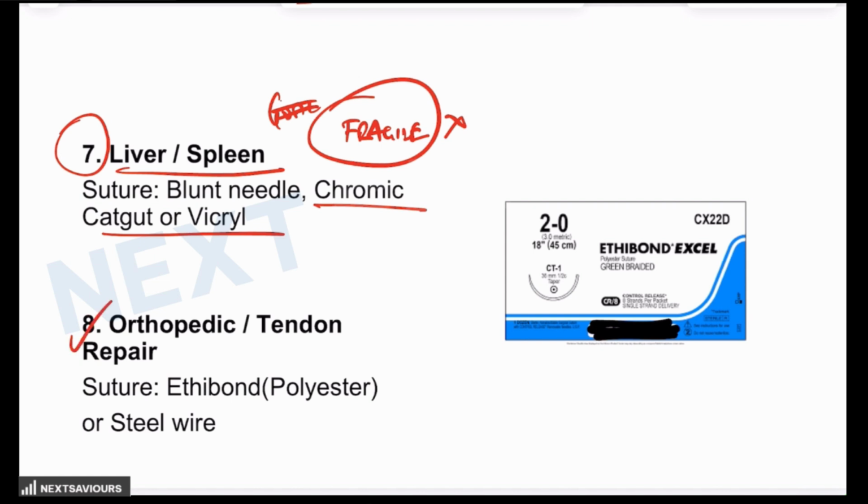And for the orthopedic or the tendon repair, as we have already talked about, the goal is to have a strong and a permanent hold, which is achieved by either using a polyester or a stainless steel wire because they are having a higher tensile strength and they are non-absorbable.